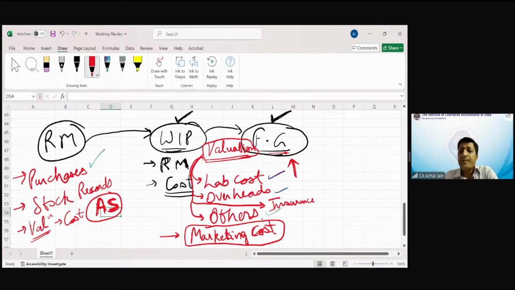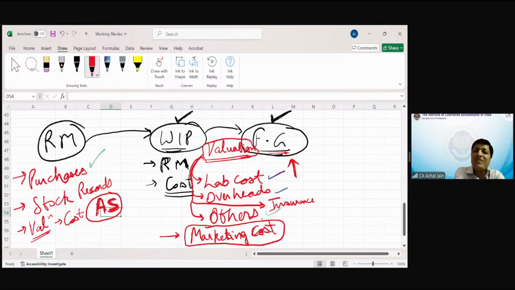What will you do? As an auditor, what will you do? Okay, Prem says we'll look at the cost sheet or cost accounting. No, cost sheet you are looking at. Okay, cost accounting again you are looking at.